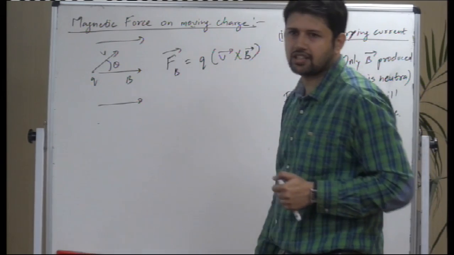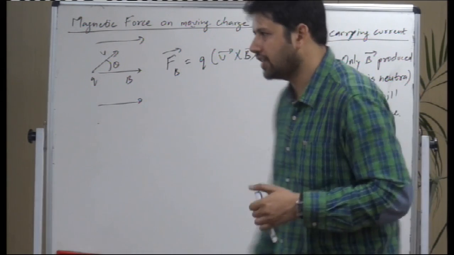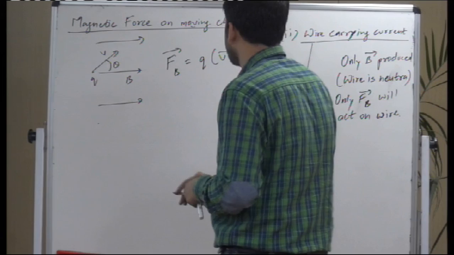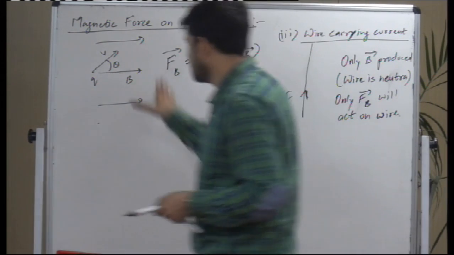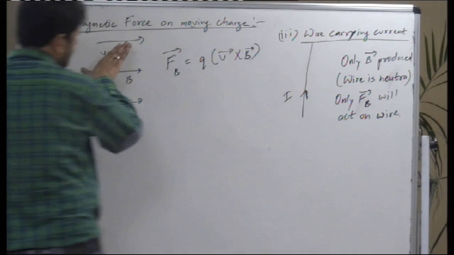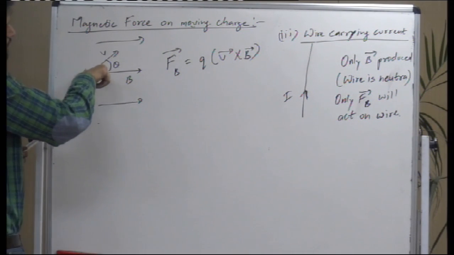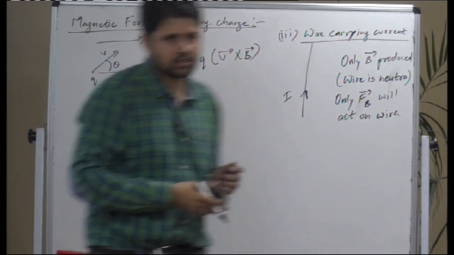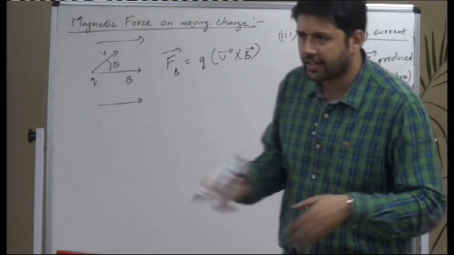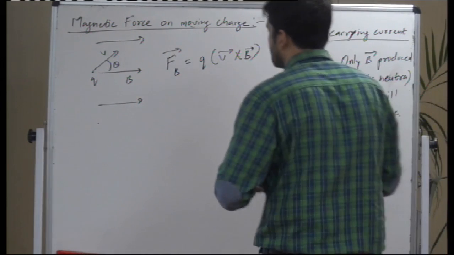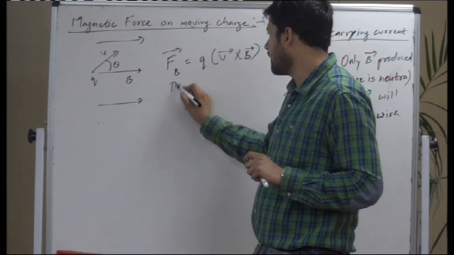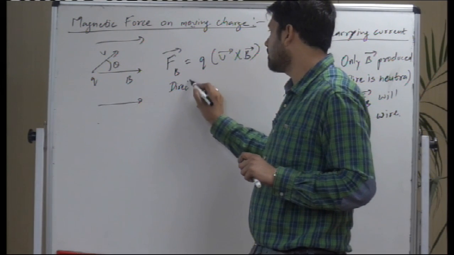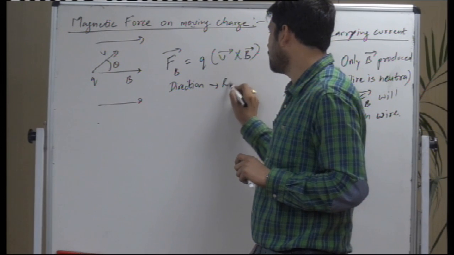The direction would be perpendicular to both V and B. So how to find the direction? Just the right hand thumb rule. Place your fingers along V, then curl them towards B. So the direction would be inwards. We would learn one more direction in some time. So the direction is inward. Direction right now is given by the right hand thumb rule.